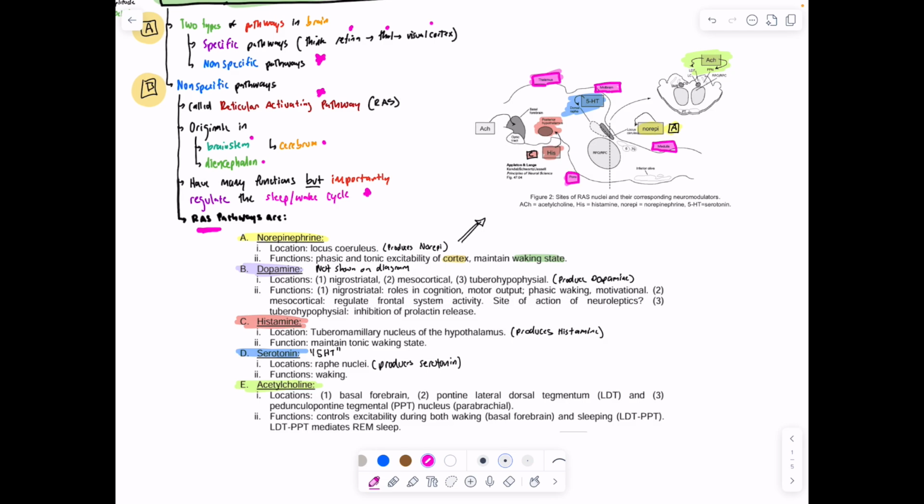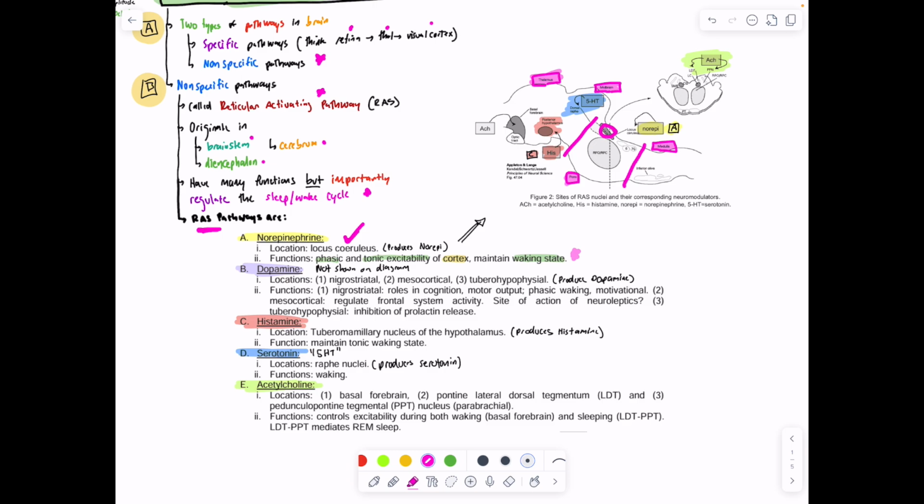Right? It turns out there's not that many that are pro-sleep, so most of them are pro-waking, but let's just start off by talking about the first one. So the first one is the locus coeruleus, which we'll abbreviate as LC in the future. It produces norepinephrine, and that's located right here. And notice this is the pons. Okay, so we have the locus coeruleus in the pons. Its function is phasic and tonic excitability of the cortex to maintain a waking state.